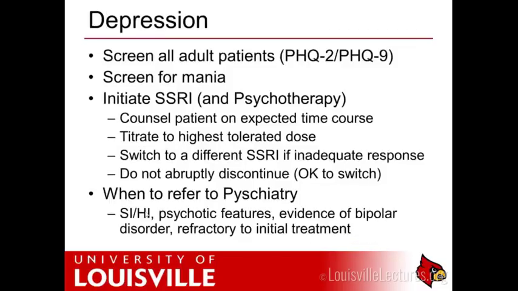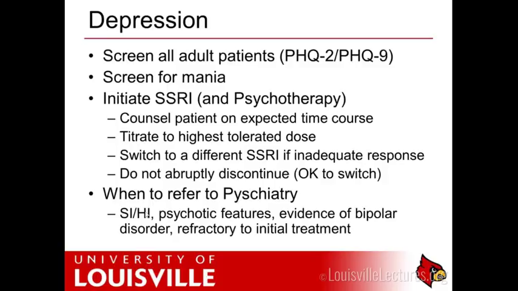So I think this is the last slide. So depression: you want to screen all adults. You can use PHQ-2 or 9. You definitely want to screen for mania in these people, because the first line treatment is going to be an SSRI, and then you also should refer them for psychotherapy. That could either be the psychologist or a psychiatrist. And then you want to counsel them on this medication, and then titrate to the highest dose.